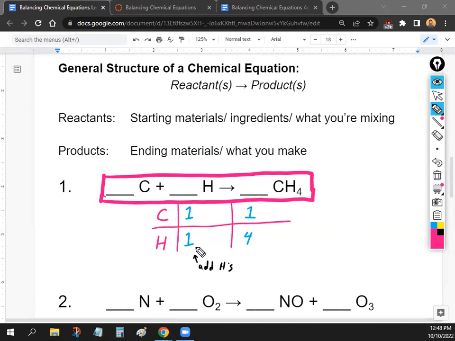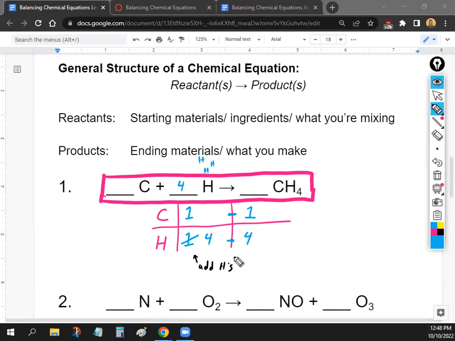So we need to add hydrogens to the left side. If we have one hydrogen here, how many hydrogens do we need to add? Yeah, we need to add 3 more. So if we add 1, 2, 3 hydrogens on the left side, how many total hydrogens do we have? 4. So all we got to do is put a 4 in front here. If we put a 4 here, that means we have 4 hydrogens. And now our equation is balanced. You got 1 carbon on both sides, 4 hydrogen on both sides.